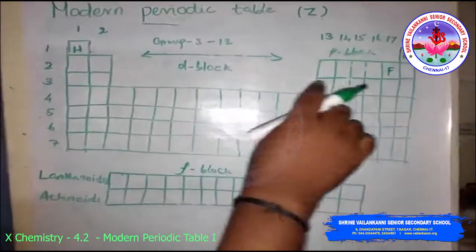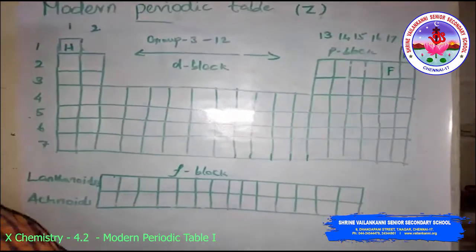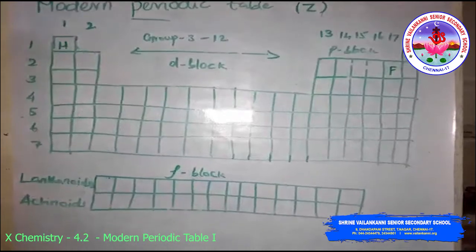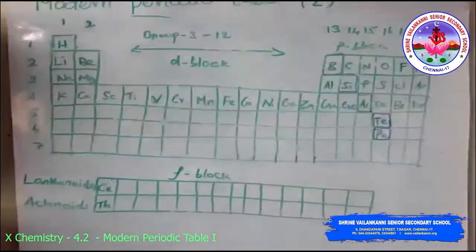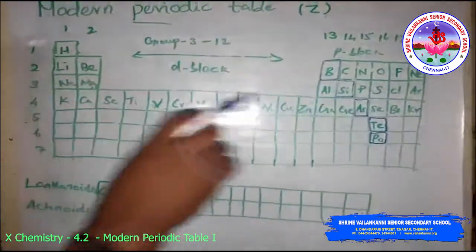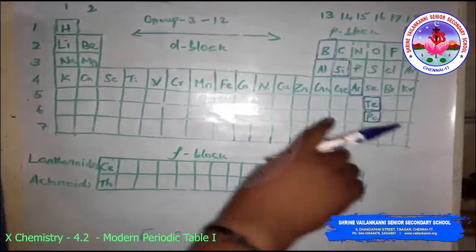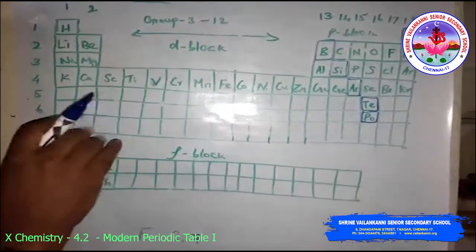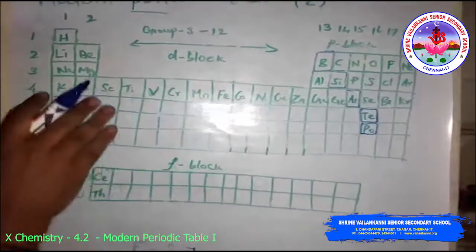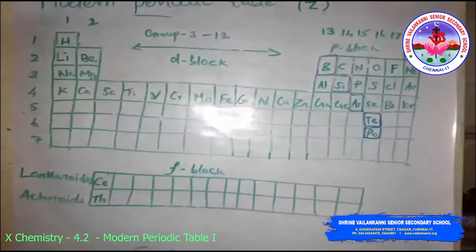You can look at the periodic table in your textbook. I will write a few elements here, some elements like hydrogen to krypton. The remaining elements I didn't write. Just look at them in your NCERT textbook.